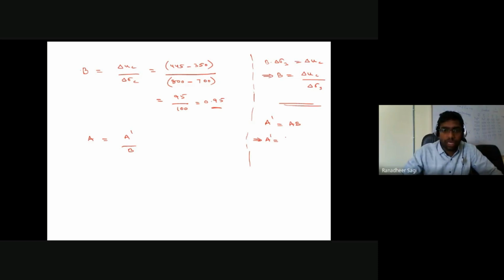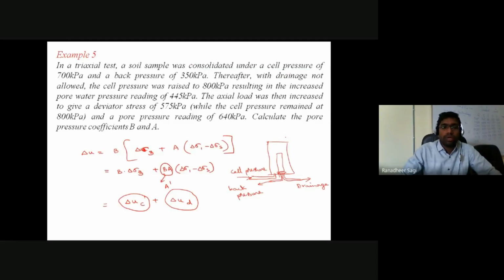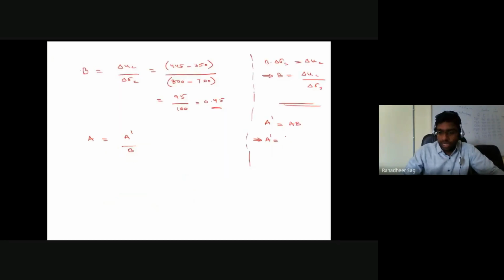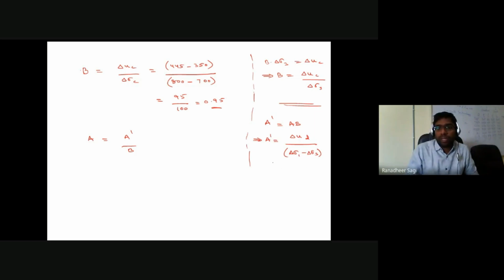If I go back to my earlier expression, A dash into the increment in deviatoric stress is nothing but the change in pore water pressure because of that applied deviatoric stress. So I can simply write A dash as the increase in pore water pressure because of that applied deviatoric stress, divided by the corresponding increment in the deviatoric stress that you have applied on the soil sample.